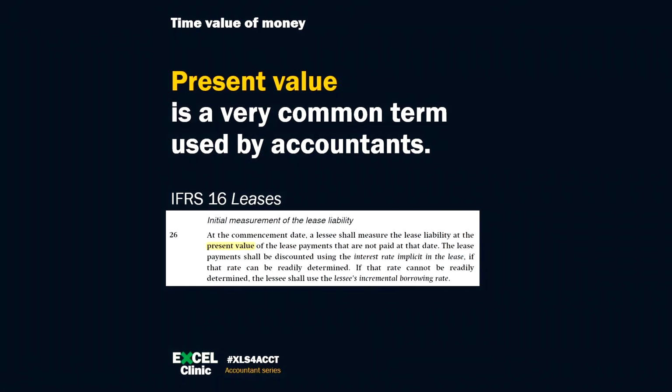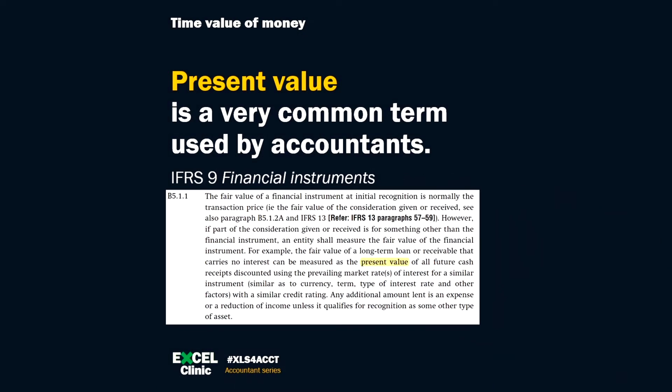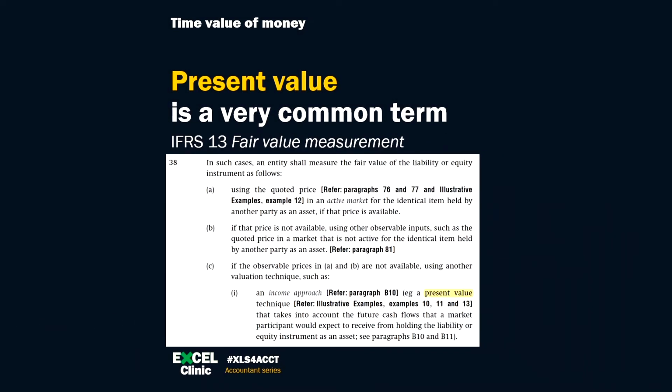The term is used in IFRS 16 when it talks about the initial measurement of lease liability. IFRS 9 requires that financial instruments that carry no interest should be recognized at present value. Most importantly, IFRS 13, which defines fair value measurement for the entire IFRS, allows the present value technique for level 3 fair value measurement. Present value may be overwhelming for some people, so follow me.